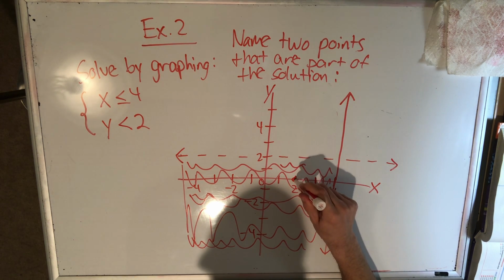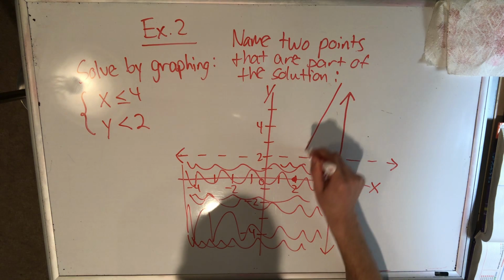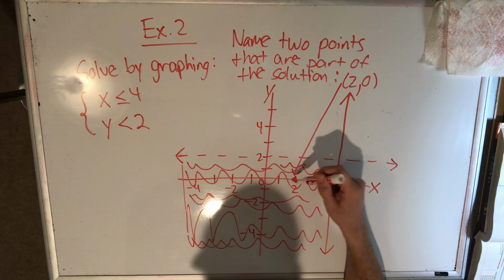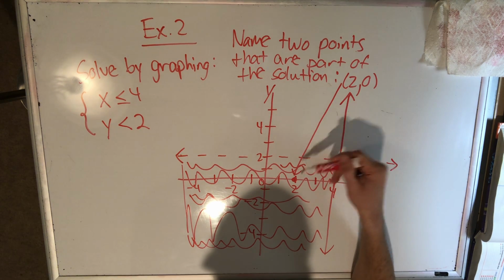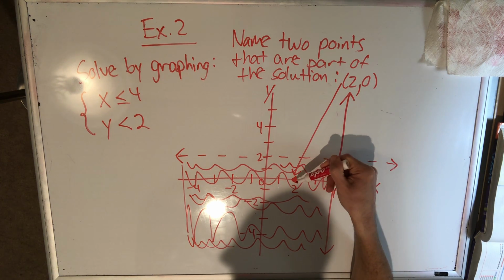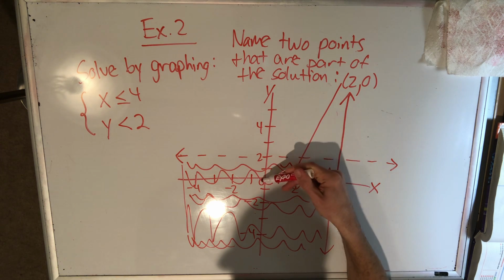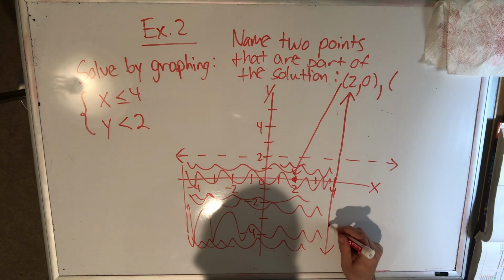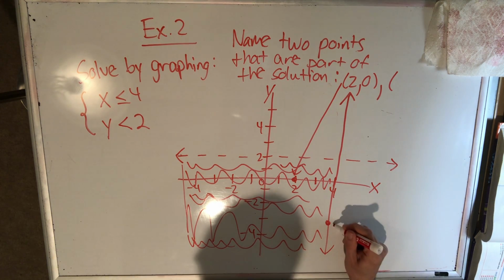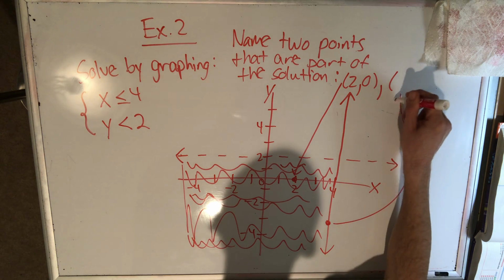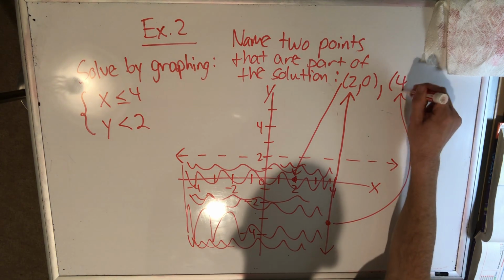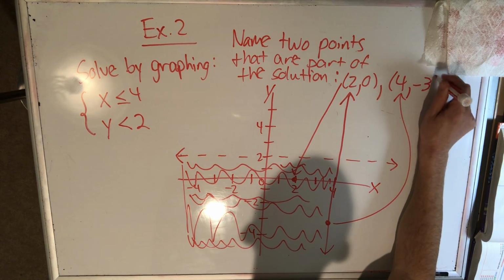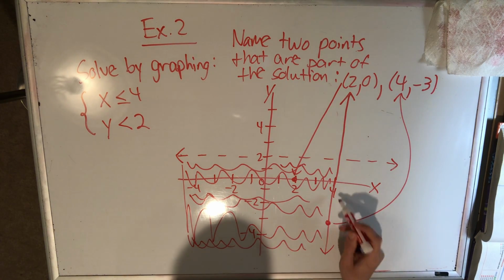Let's see, I could go with this point here. That works. That's in the shaded region. And that's the point 2, 0. Always put the x coordinate first, then the y coordinate. It's 2, 0 because it's on 2 on the x-axis and lines up with 0 on the y-axis. I could go with this point here. That's on the solid line bordering the shaded region. That's the point 4 for the x coordinate, comma -3 for the y coordinate, because it lines up with the -3 on the y-axis and 4 on the x-axis.